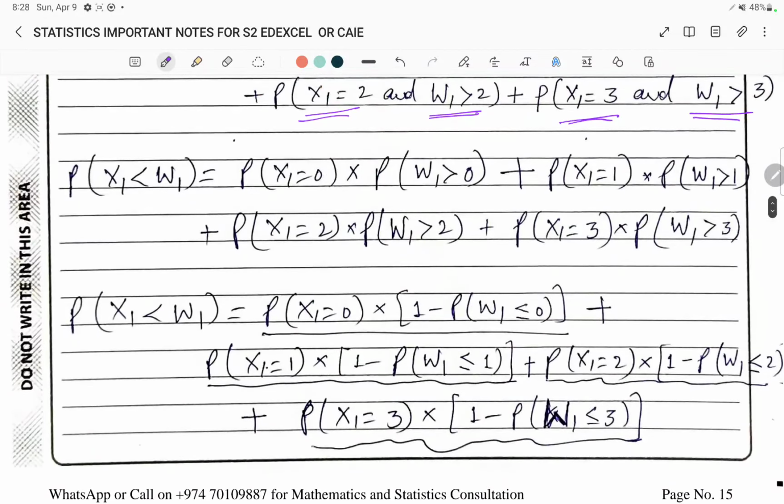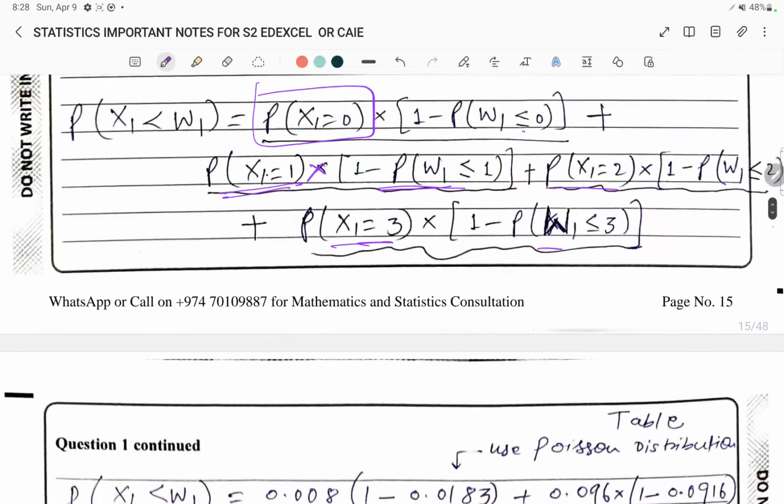Now P of x1 equals 0. So this is binomial. P of x1 equals 0 and P of w1 is greater than 0. This is for Poisson. So we can write 1 minus P of w1 less than or equal to 0, because we know that the table is available when the less than or equal to case is there. Now P of x1 equals 1, times P of w1 is greater than 1. So 1 minus P of w1 less than or equal to 1. Similarly for 2, 1 minus P of w1 less than or equal to 2, then for 3, 1 minus, okay.